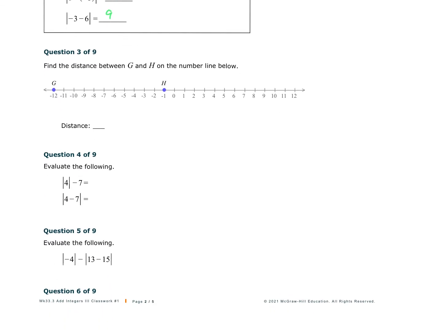Next question, find the distance between G and H on the number line below. Since it's on a number line, we could just count the spaces. We'll do that second. First, let's just do it mathematically. So we know to find the distance, we find the difference between them, negative 1 minus negative 12. Minus a negative is the same as adding. And like we just talked about, it's always going to be the absolute value.